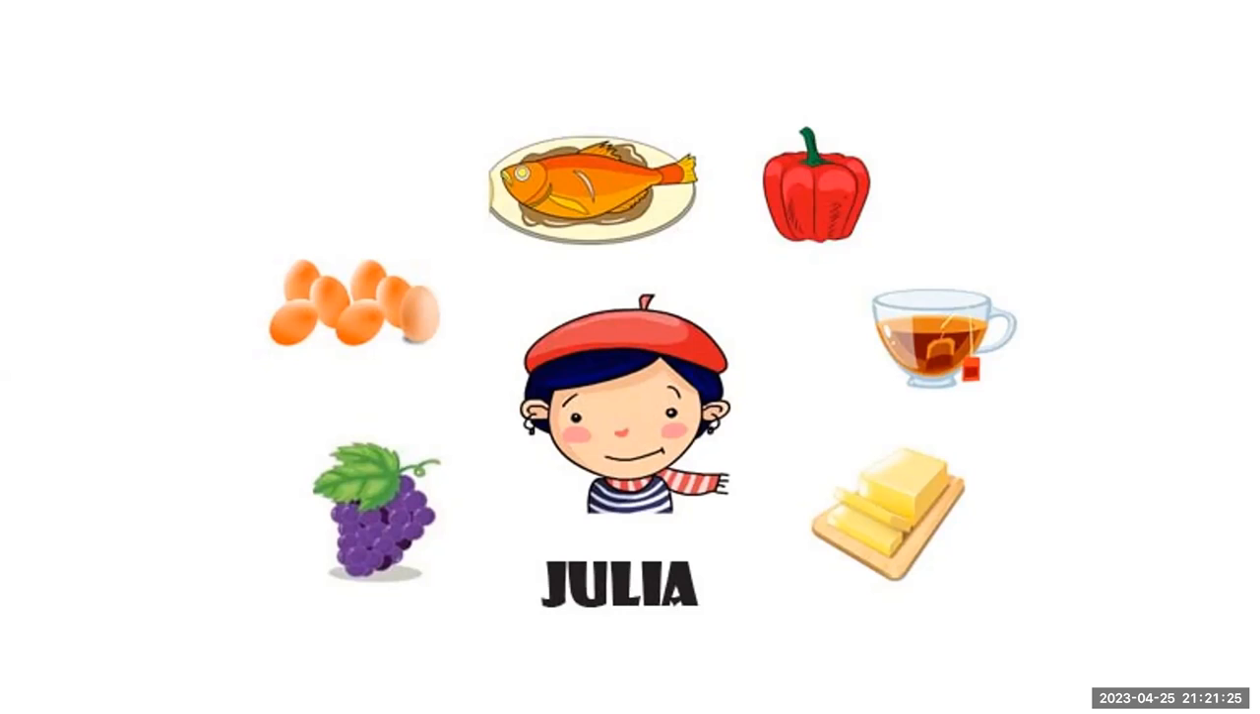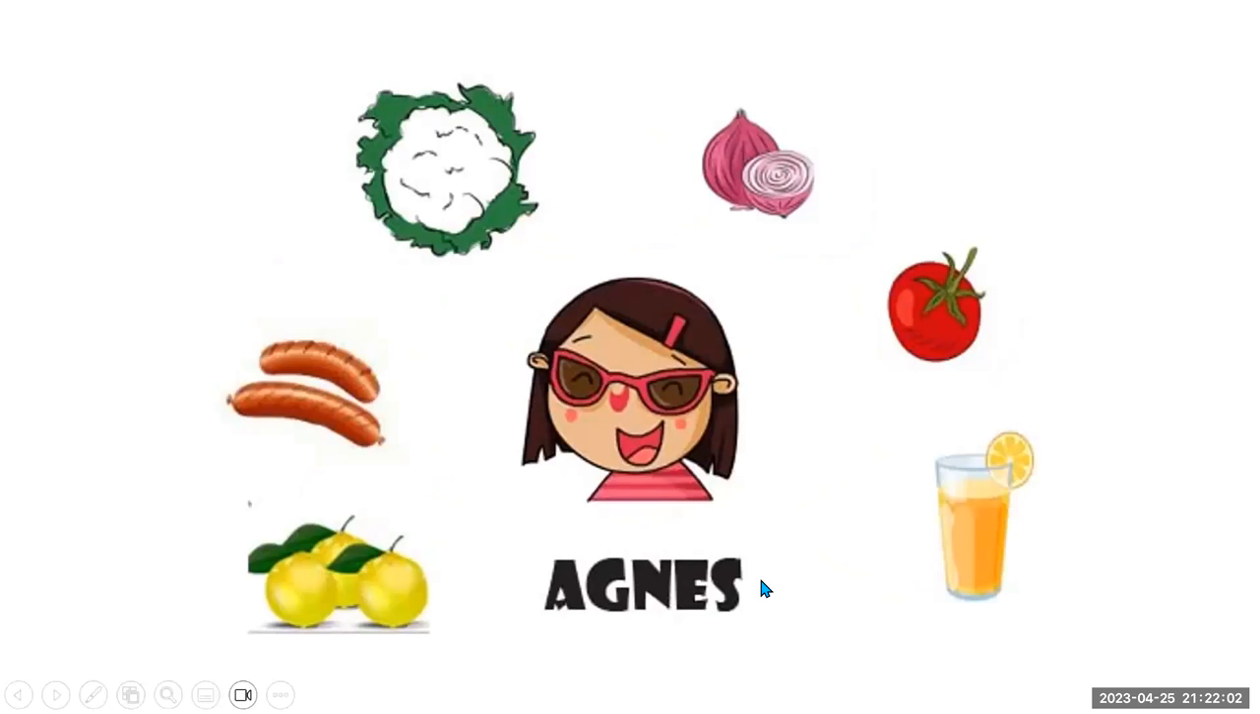Okay, so Julia, Juliana, would like to drink tea? Would like to drink a tea. Okay, what else? ¿Qué más? Juliana would like eat grapes. Would like to? Would like to eat grapes. Grapes. Julia would like to. Sorry, sorry.